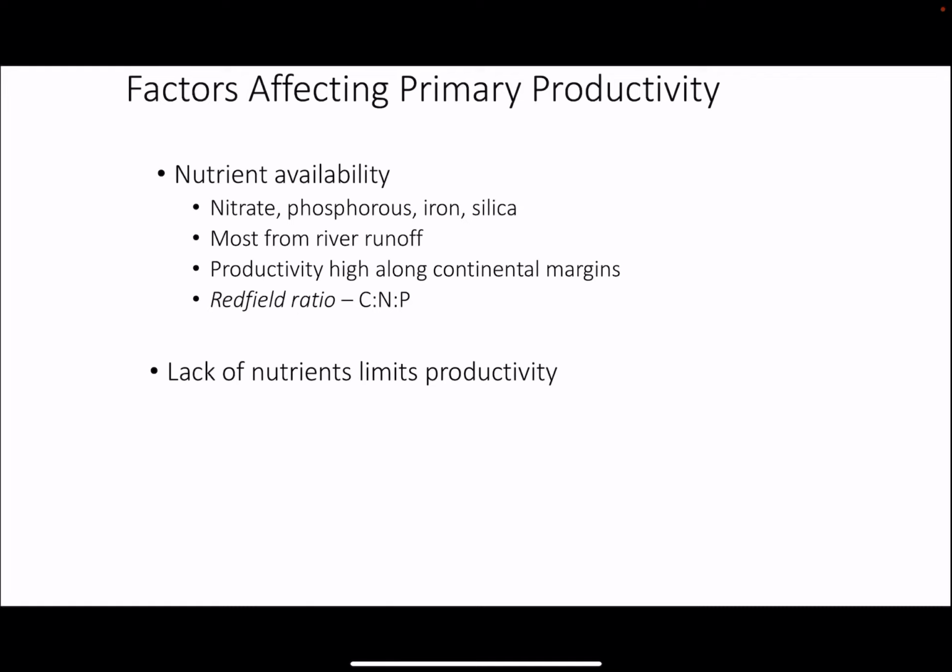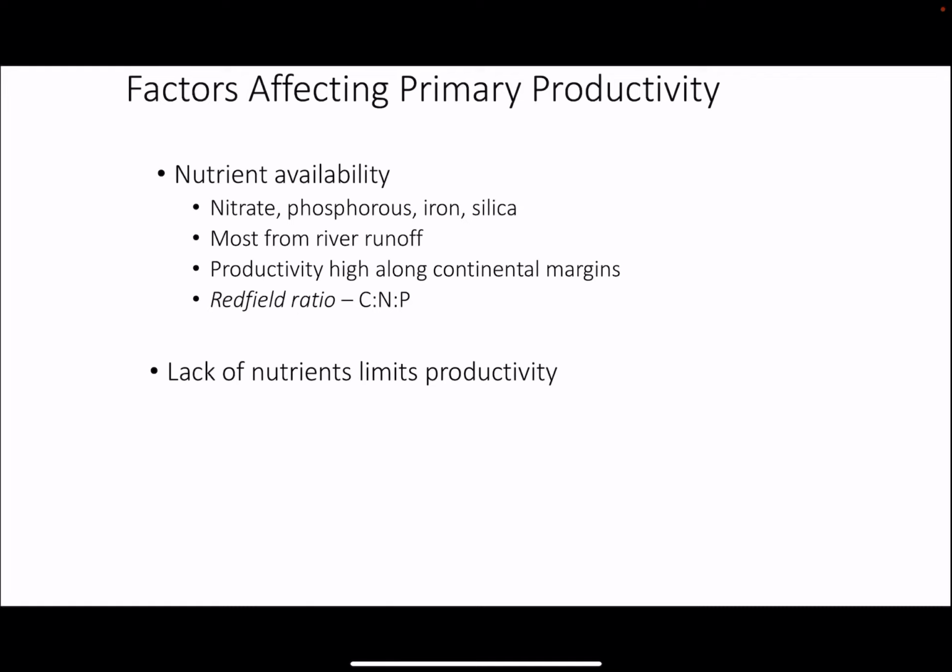So the first and the major factor that impacts primary productivity is nutrient availability, and this includes the macronutrients like nitrate and phosphate, as well as micronutrients such as iron, and if there are diatoms involved, then silica. A lot of nutrients in the ocean come from river runoff, and this, as a result, means that productivity tends to be higher along continental margins. And if there aren't nutrients, then productivity will be greatly limited.